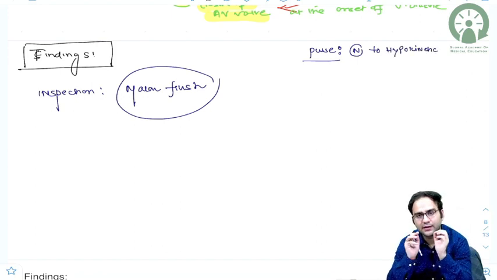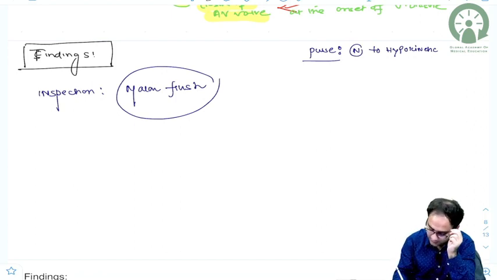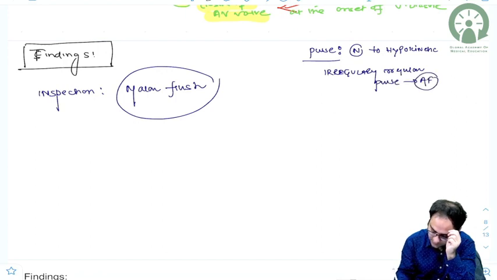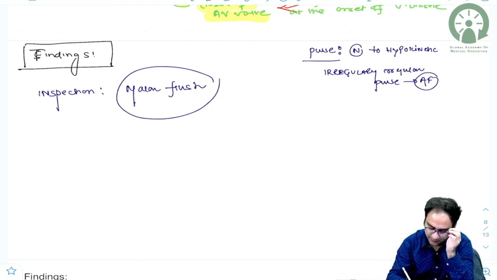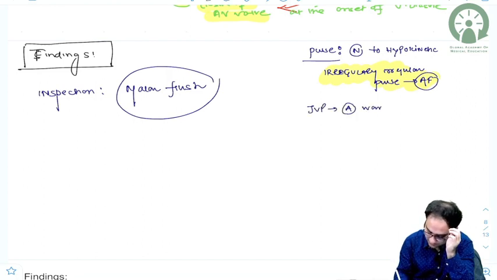You can get an irregular pulse if atrial fibrillation sets in, right? So if the AF sets in, you're going to get an irregular pulse. What will you get in the JVP? In the JVP, normally you will get A waves, right?